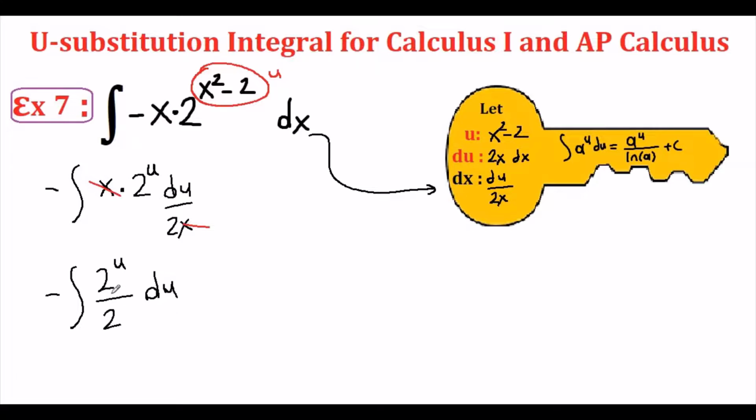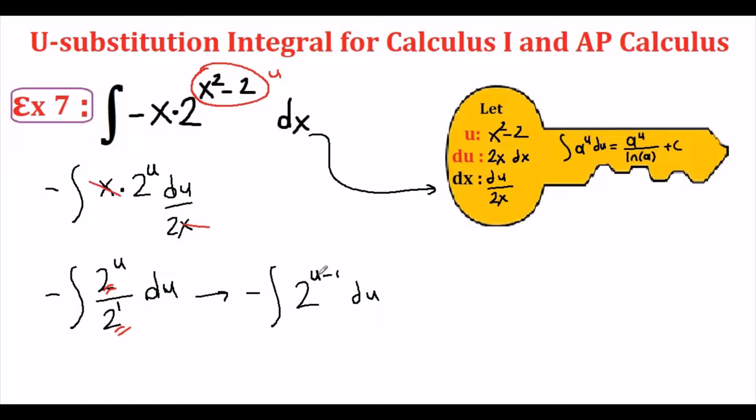Using the exponential rule, we have the same base. You can merge these two numbers. So negative integral of 2 to the, here we have a hidden power 1, u minus 1. So whenever we have division on the same base, we subtract the powers: power of numerator minus power of denominator.